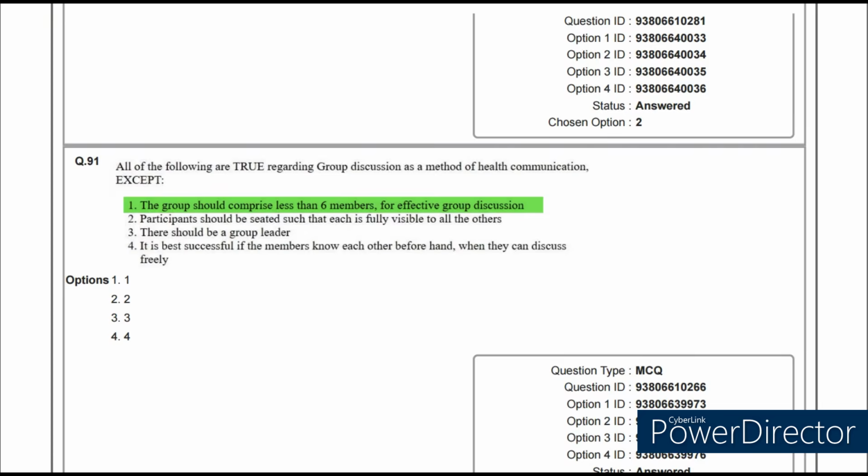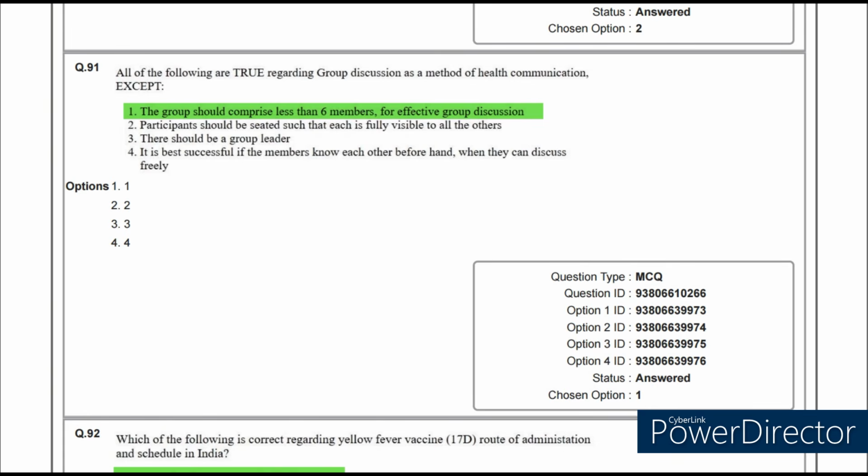And now coming to question number 91, which is about group discussion in health communication. So they have mentioned less than 6 members. That is wrong, because effective group discussion always needs around 6 to 12 members. So final answer should be option 1.